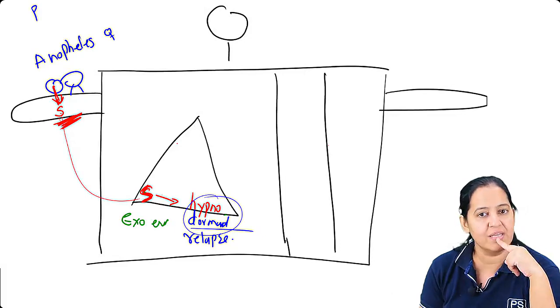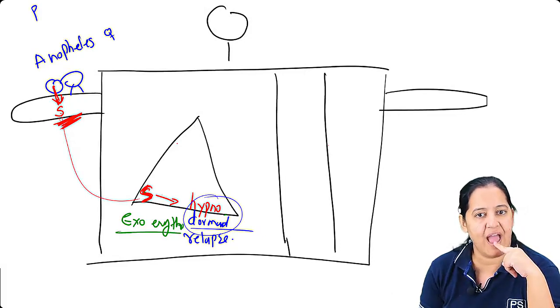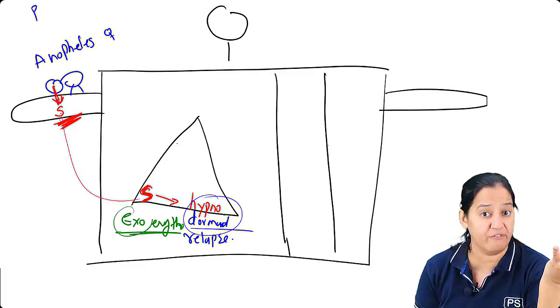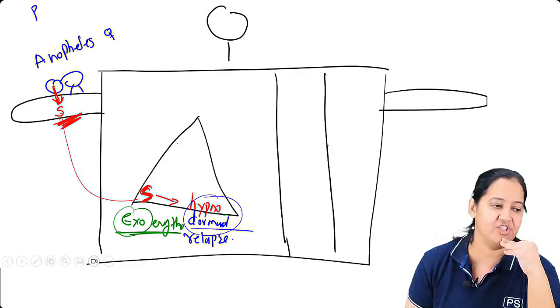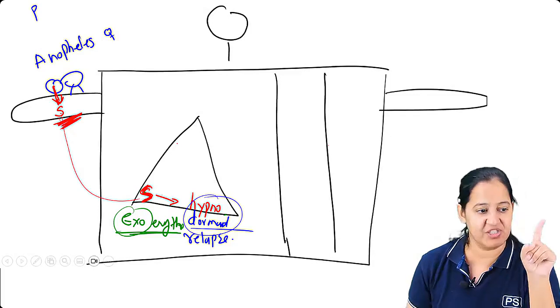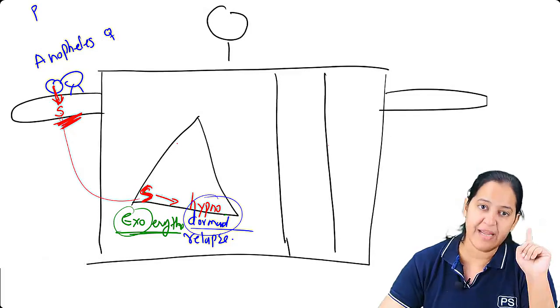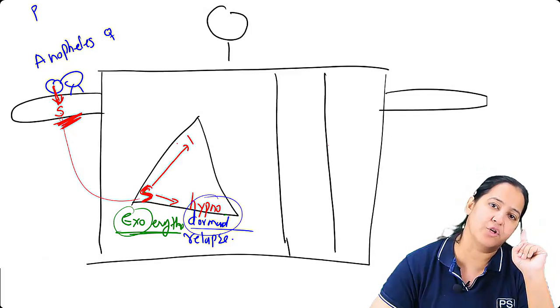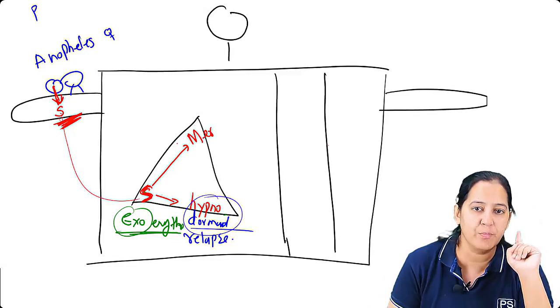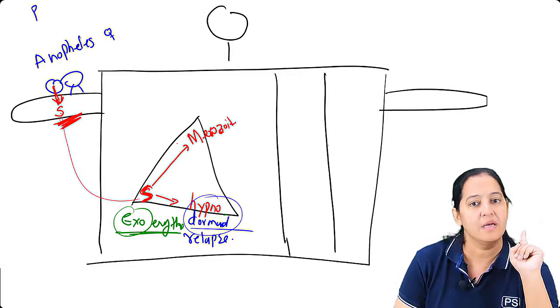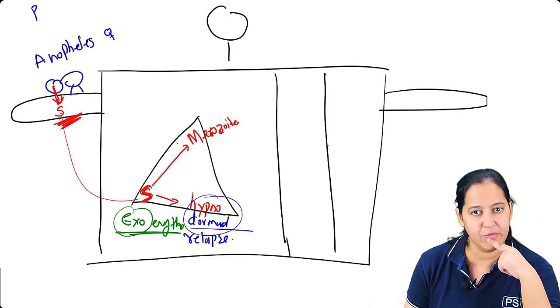What is it known as? Exoerythrocytic stage. Exoerythrocytic. Exo means future. This is for the future. Exoerythrocytic stage. Say yes. So this is the first stage. The remaining 90% of the sporozoites get converted to merozoites. Not hypnozoites. These are converted to merozoites. Say yes, merozoites, okay?